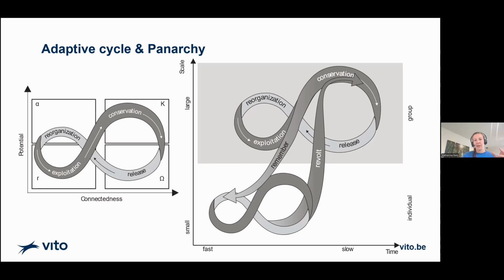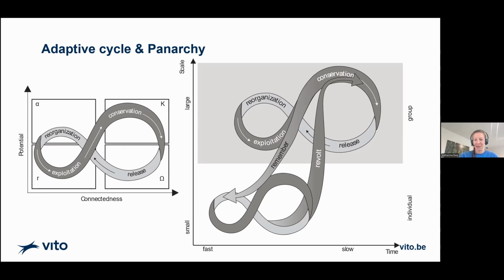So these are connected on different temporal and spatial scales. That means there are smaller and faster loops and bigger and slower loops. And they're connected with the revolt and remember links. That means that a smaller loop can push a bigger system into the release phase through the revolt link. And on the other hand, a bigger system can stabilize and recreate a smaller system through the remember link. Still very abstract. What does that mean?